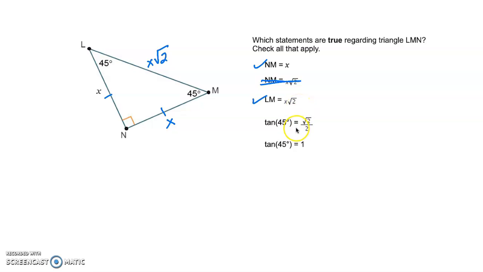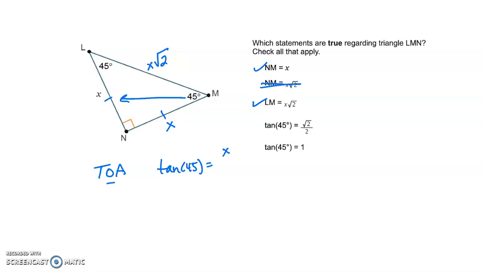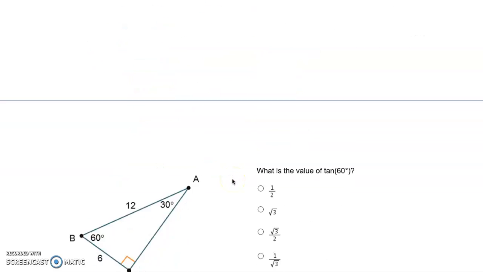Now the tangent of 45 degrees, one of these is probably correct and one of them is incorrect. So the tangent of 45 degrees, we could use M or L. It does not matter because they are the same angle. And we just need to remember that the tangent, remember TOA, tangent of 45 degrees is going to be the opposite, which is x, over the adjacent, which is x. And what does x over x reduce to? Well, that is equal to 1. Anything divided by itself equals 1.